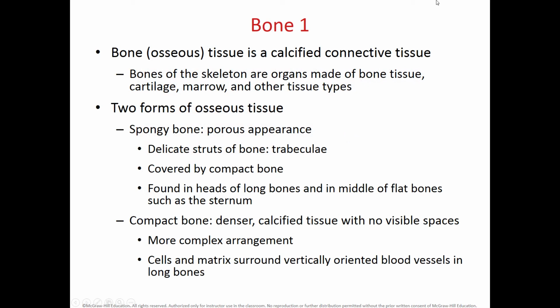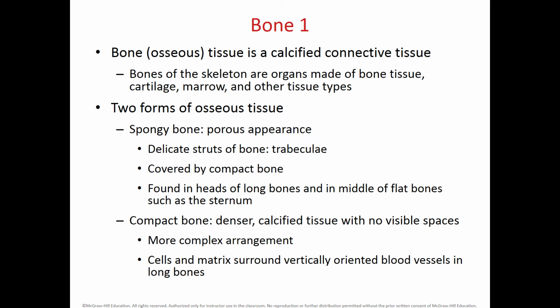So bone is osseous tissue and is calcified connective tissue. Most of the bones of our body are made from a model of cartilage. And many of our bones have a cavity that we call a marrow. We have two types of bone tissue. We have a bone tissue that has a porous appearance that we call spongy, and we have an osseous tissue that has no visible spaces because the cells are close together. This is called compact bone.